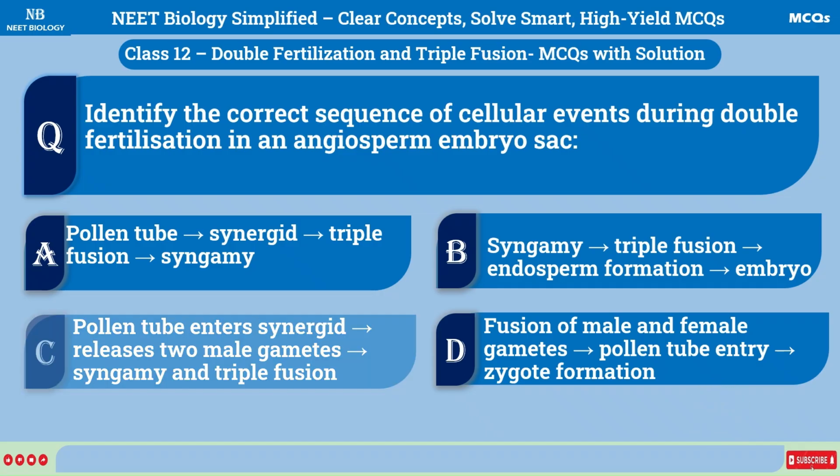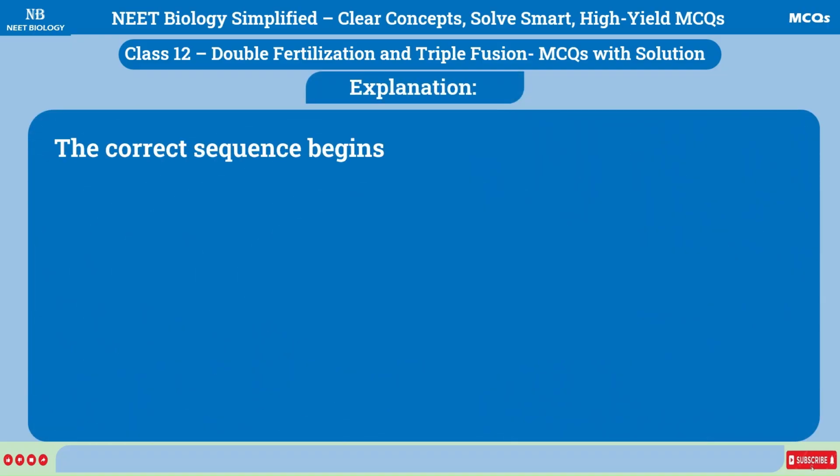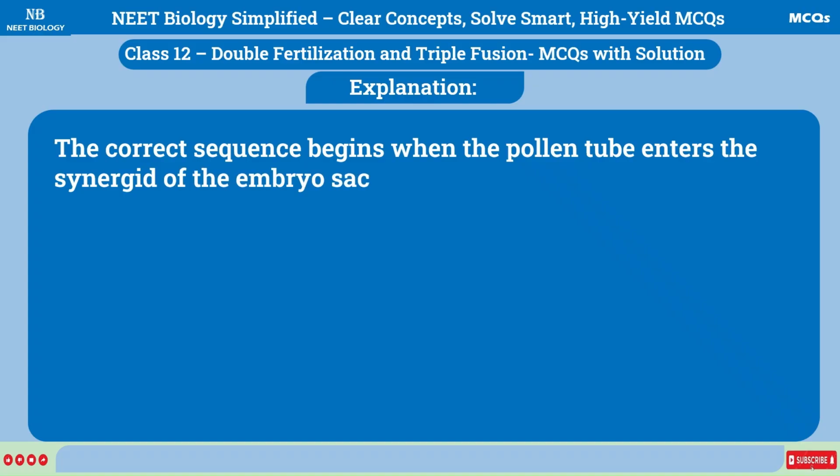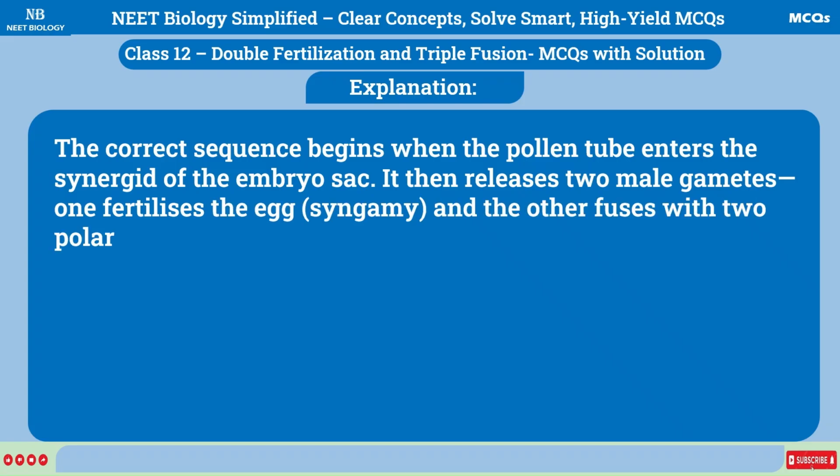Correct answer is C. Pollen tube enters synergid, releases two male gametes, syngamy and triple fusion. Explanation: the correct sequence begins when the pollen tube enters the synergid of the embryo sac. It then releases two male gametes, one fertilizes the egg, syngamy, and the other fuses with two polar nuclei, triple fusion. Option C accurately reflects this process.